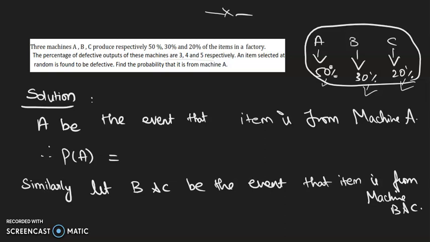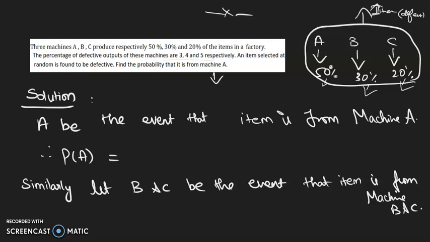An item selected at random is found to be defective. What is the probability that it is from machine A? So in general I'm choosing one product. I don't know whether the product is from A, B or C. After selecting the product, they are asking what is the probability that it is from machine A, given that it is found to be defective.